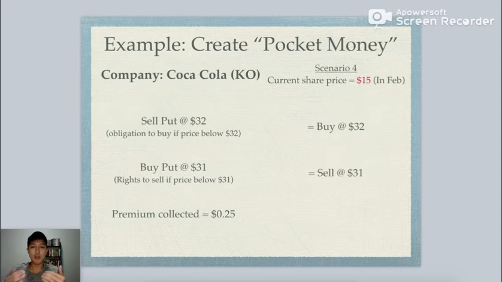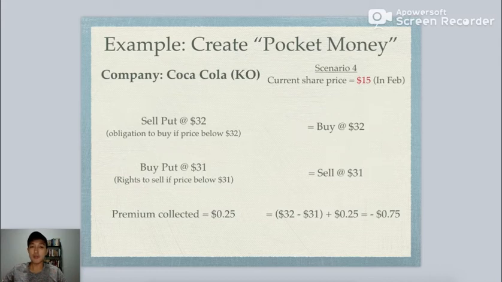You buy a put, so you have the right to sell at 31. Now the market is at 15, but you have the right to sell at 31. Would you want to sell at 15 or 31? Definitely you want to sell at 31 instead of 15. So what's going to happen net is, you have bought at 32, you sell at 31. You will have lost $1, but because at the start you collected a premium of 25 cents, net you actually have a loss of 75 cents.